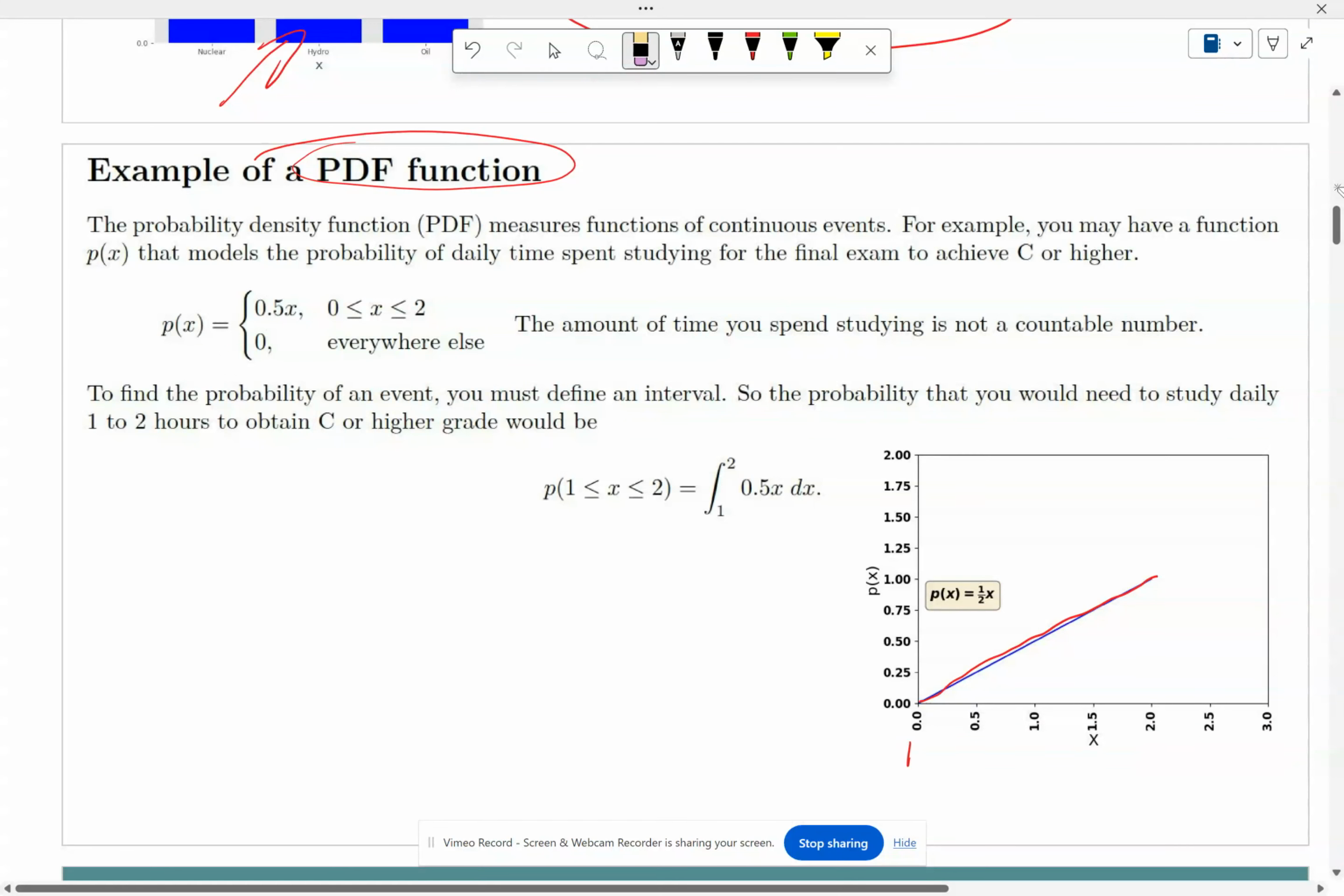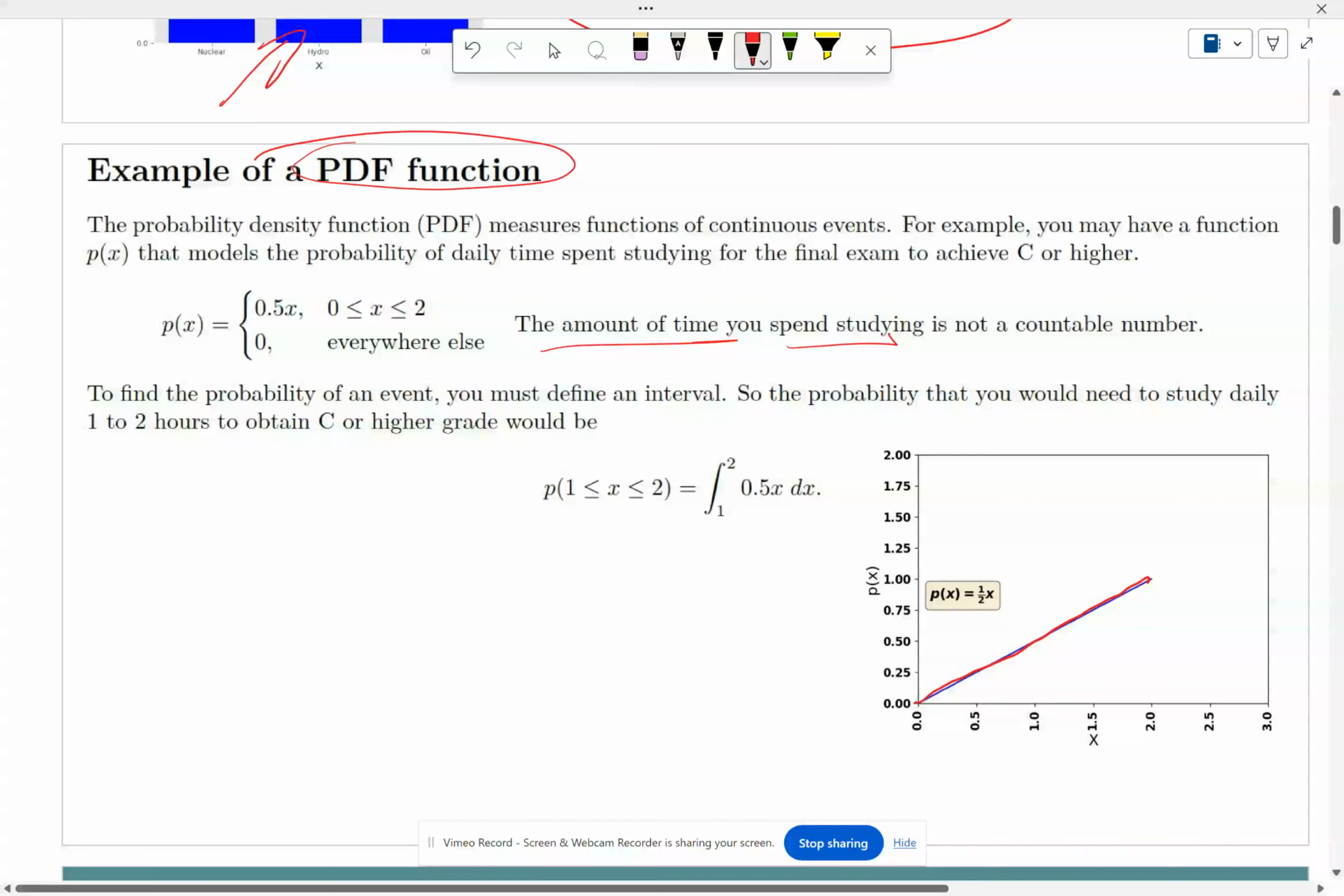Now, based on this, and this could be the amount of time you need to spend studying, because the amount of time is not a countable number. It could be 1.5554 seconds. And that's why this would be a continuous thing.